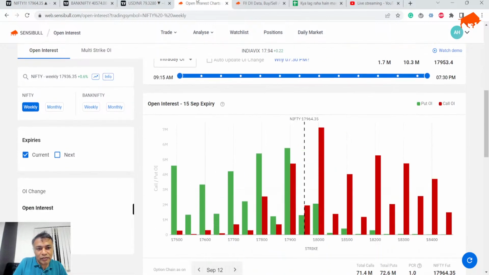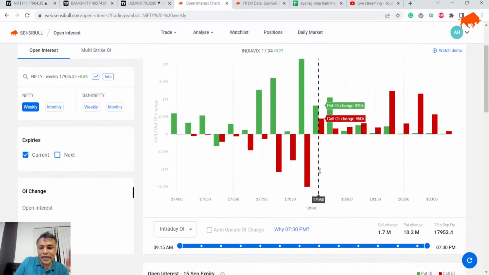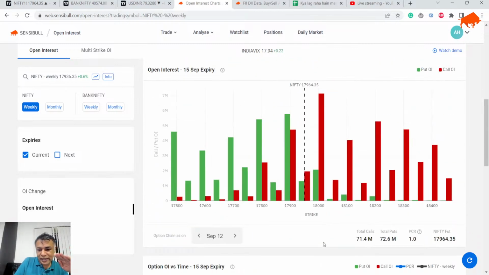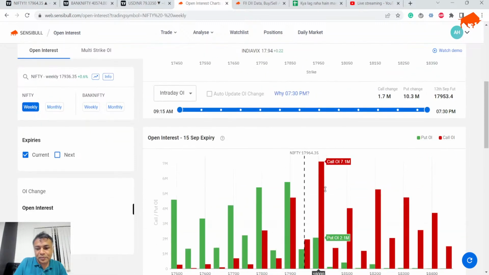Now 18,000 is a very strong resistance, but if you look at the momentum, there is no new put writing at 18,000. The old put is standing there, that's a different idea. But today all the puts have been written at 17,900, 17,700, 17,800, all of this. And even at 18,000, there's been 1 million put writing.